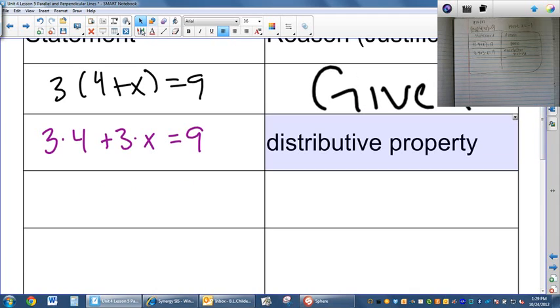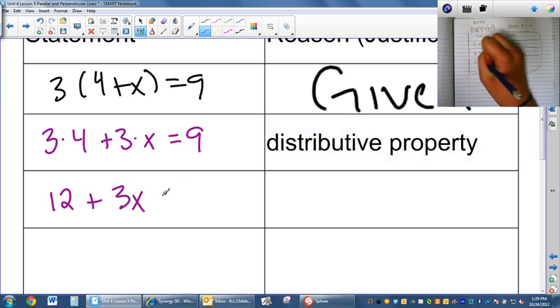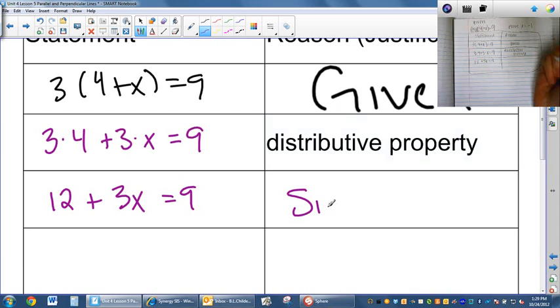Okay, our next thing that we're going to do, we're just going to combine these and get 12. We're going to combine these and get 3x, and it equals 9.